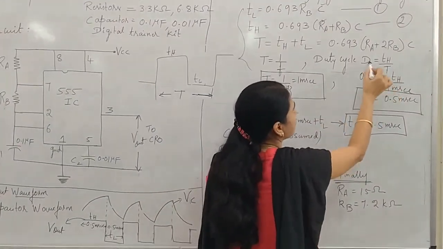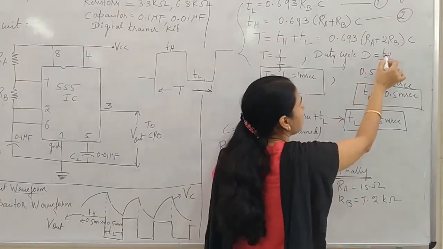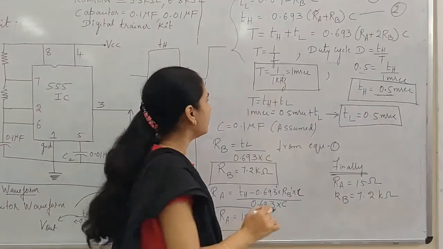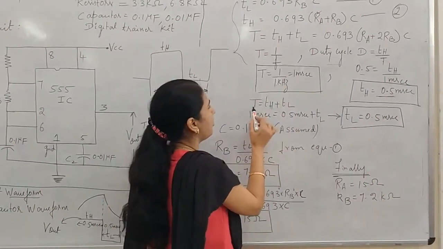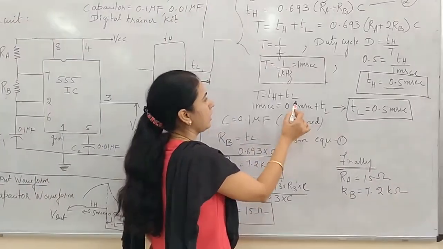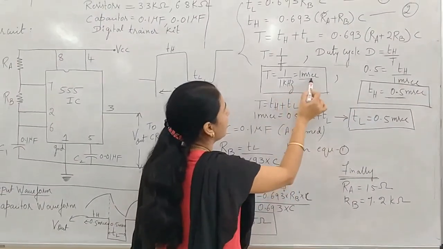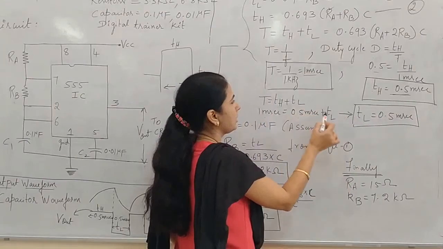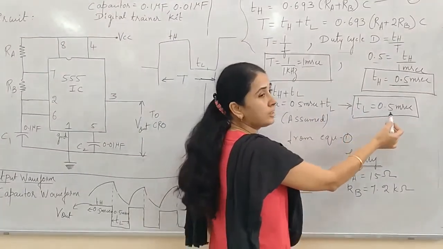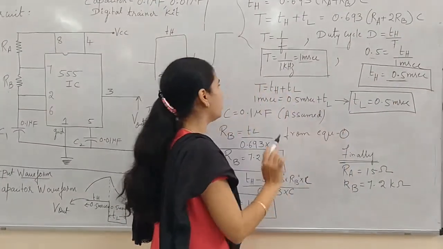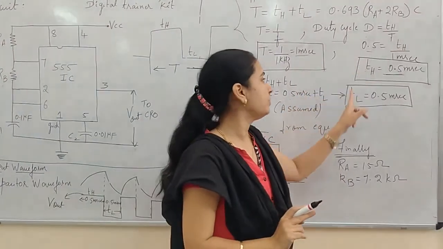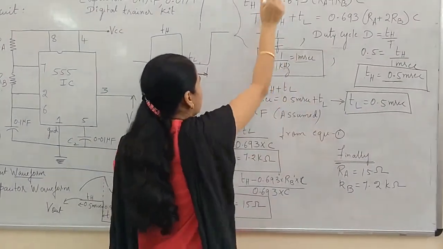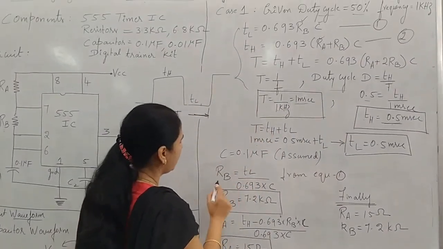To find out TH, I make use of this formula: D is equal to TH by T. I get TH as 0.5 millisecond. Making use of the formula T is equal to TH plus TL, substitute the value. T I got as 1 millisecond, TH I got as 0.5 millisecond plus TL, keep it as it is, we get TL as 0.5 millisecond. So we got the two terms TH and TL. Substitute these in this formula and try to find out the RB value.